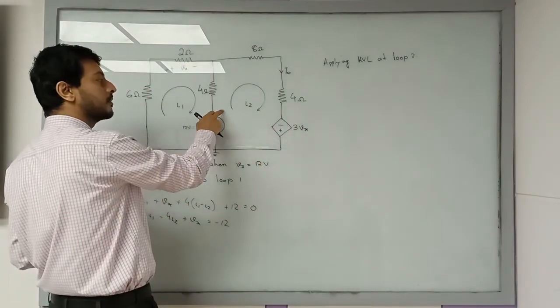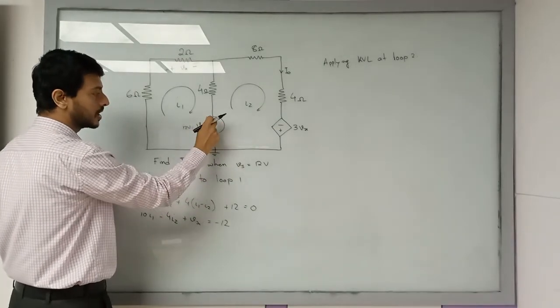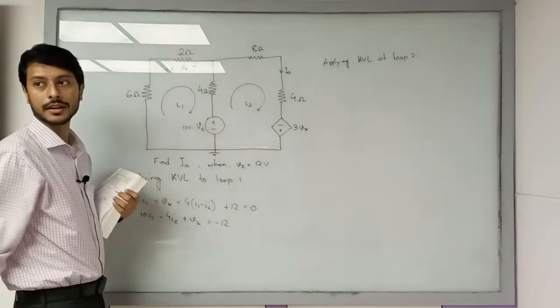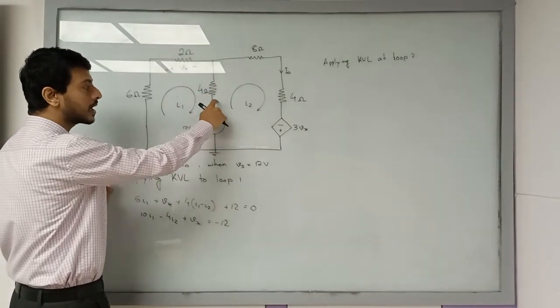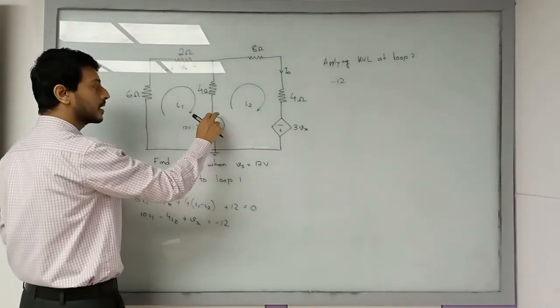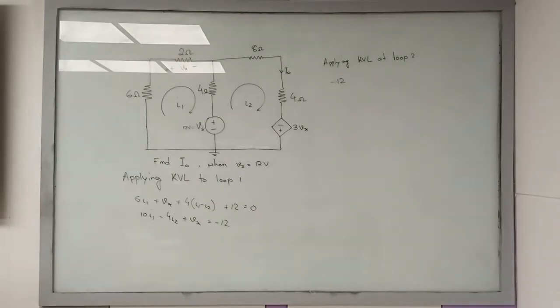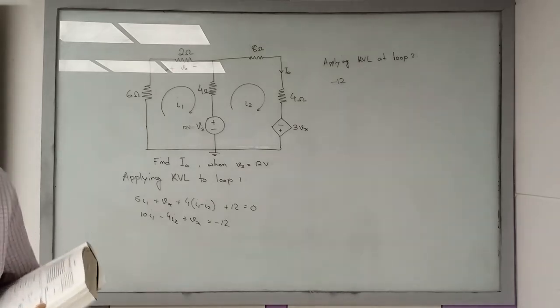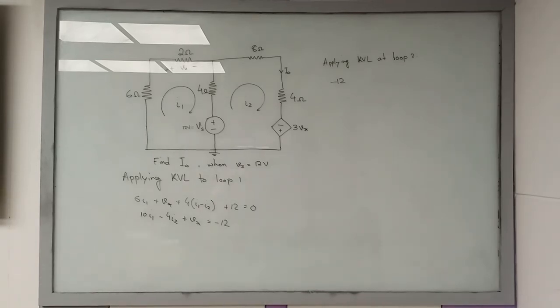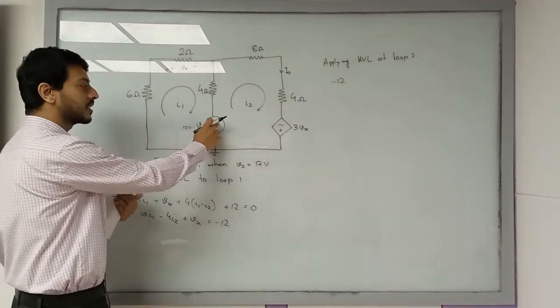So when you are applying KVL at this loop, basically from this source voltage, the current is going outside, right? So the current is going outside. So this will be the negative voltage, minus 12. Okay? Supplying means it is decreasing, right? Releasing. So it is releasing. So this is minus 12 as this is supplying.